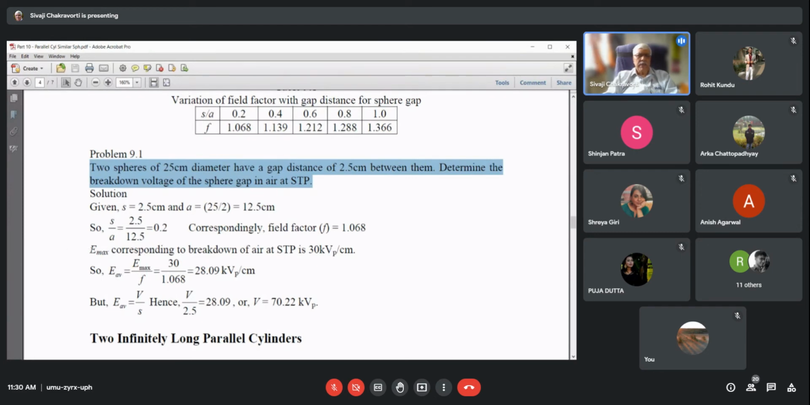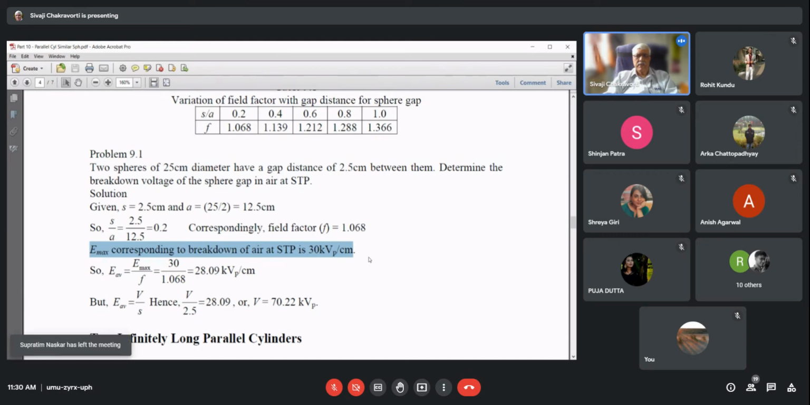Then the breakdown will take place when the field intensity exceeds the breakdown strength of air at STP, that means 30 kV peak per centimeter. So that should be the Emax. So from there we calculate the E average in terms of field factor and Emax. It comes 28.09 kV peak per centimeter.